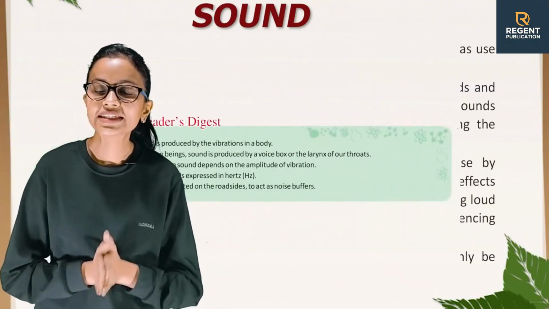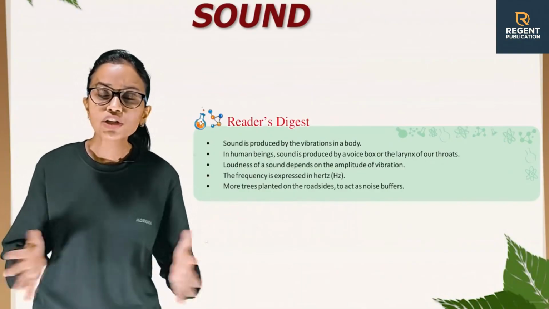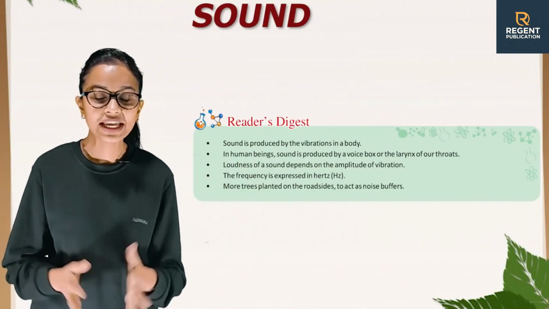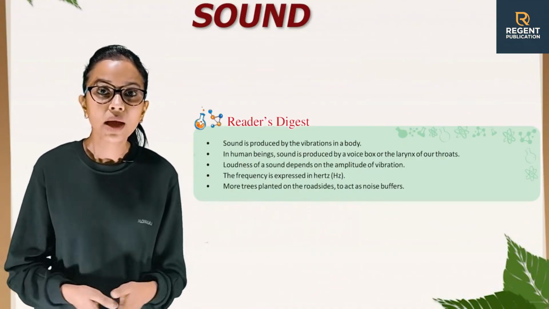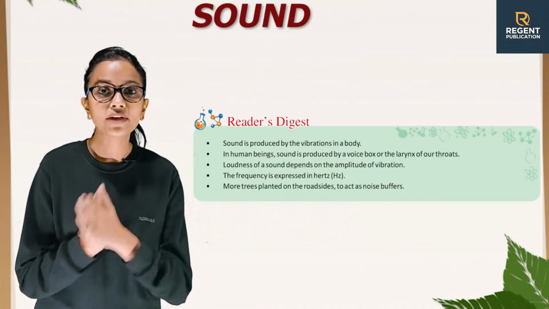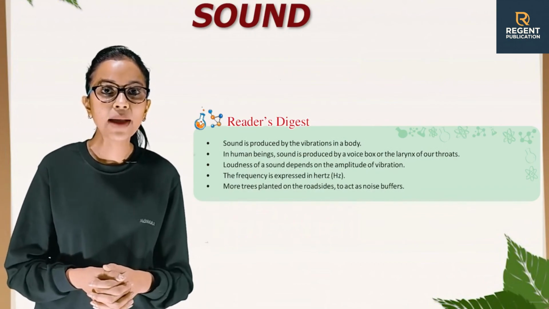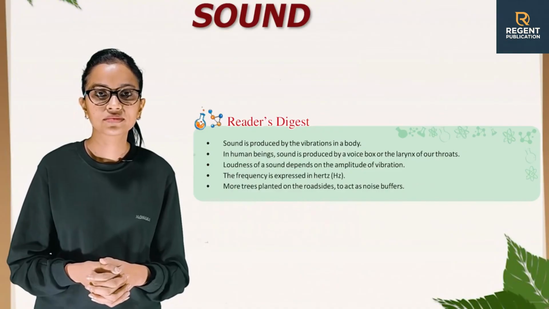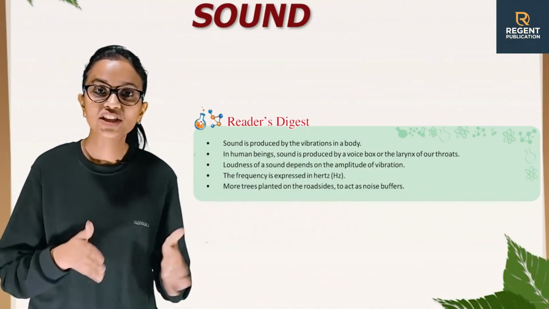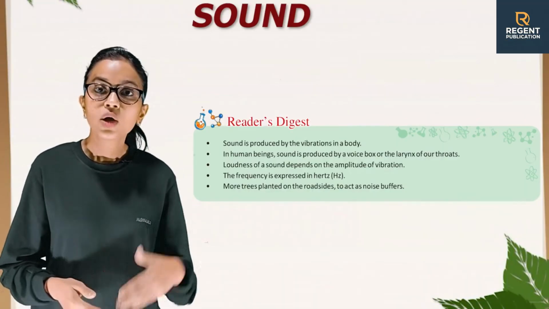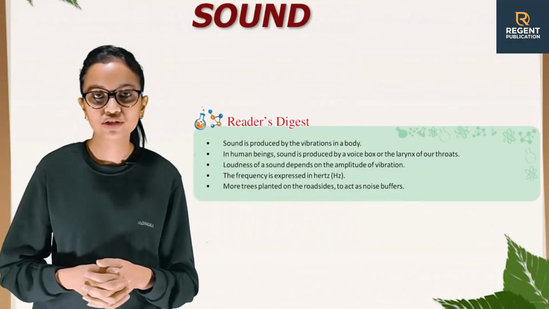So students, it's time for Reader's Digest. So, sound is produced by the vibrations in a body. In human beings, sound is produced by the voice box or the larynx of our throats. Loudness of a sound depends on the amplitude of vibration. The frequency is expressed in hertz, that is Hz. More trees should be planted on the roadsides to act as noise buffers.